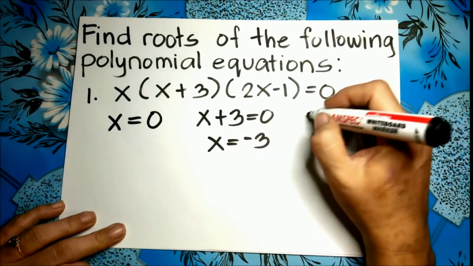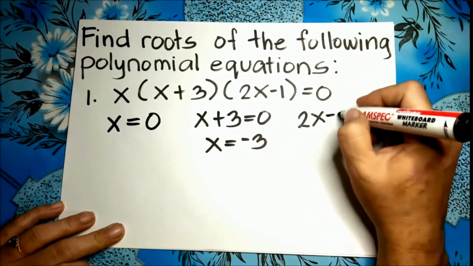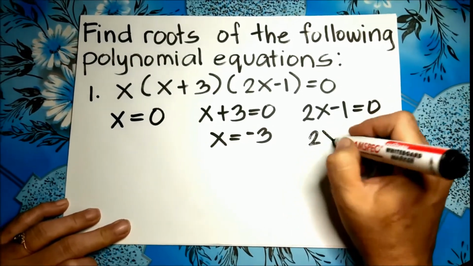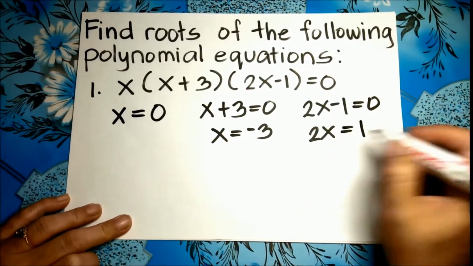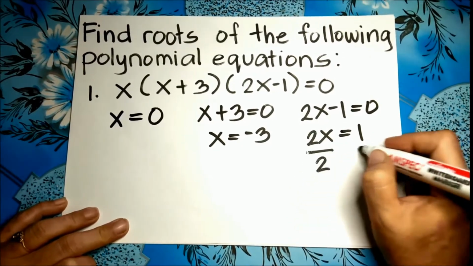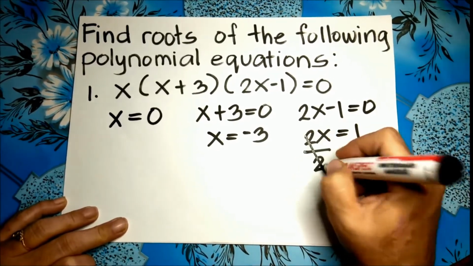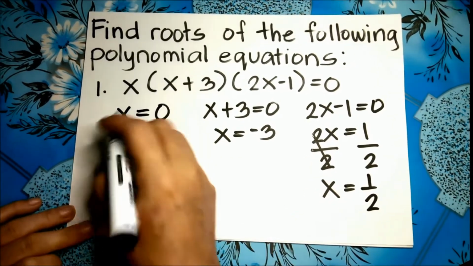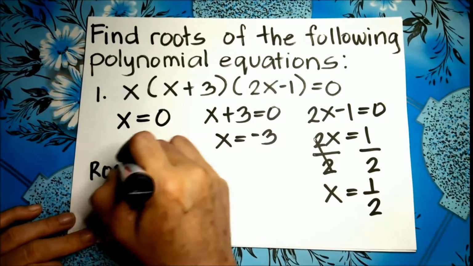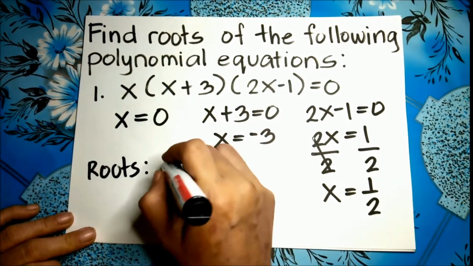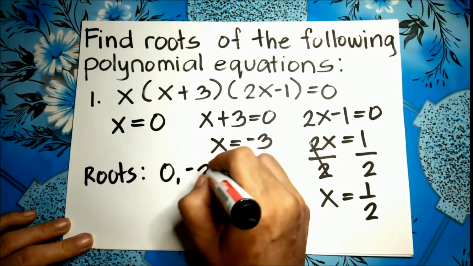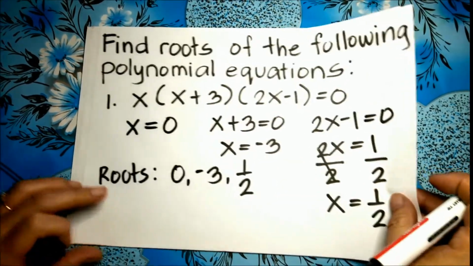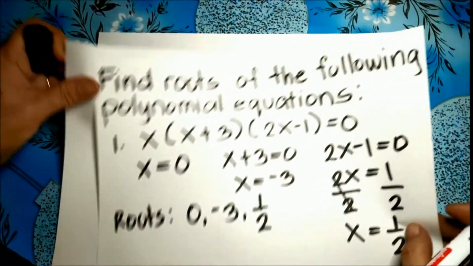And last, we have 2x minus 1 equal to 0. We have 2x equals 1. So dividing both sides by 2, we have now x equals 1/2. Therefore, the roots for number 1 are 0, negative 3, and positive 1/2. Next, let's proceed with number 2.